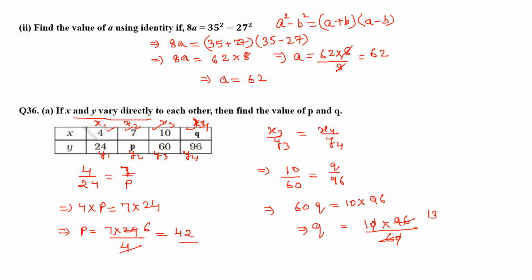No, it is not 13. So if you divide 96 by 6, it will be 6 times 1 is 6. Now the remainder will be 3, 36. So the answer is 16. The value of q will be 16 over here. Okay. So the p value I got as 42 and the q value is 16. So this is your answer for p and q.